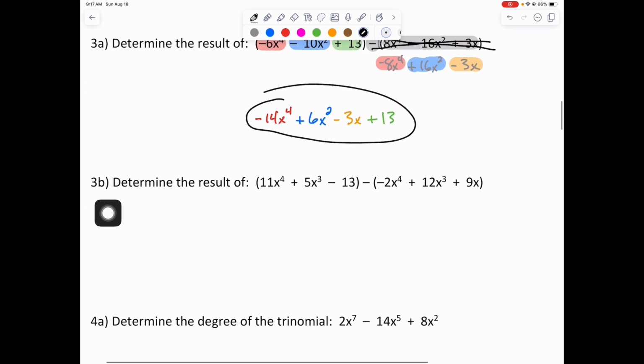It looks like you have a 3B for practice if you'd like to go ahead and pause the video. And we will move forward to 4A.